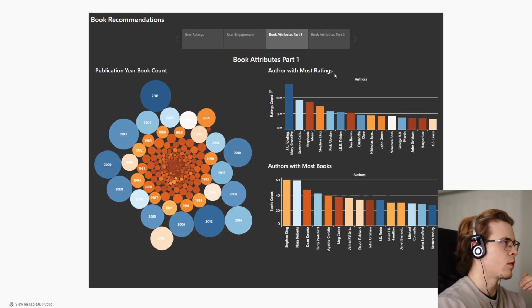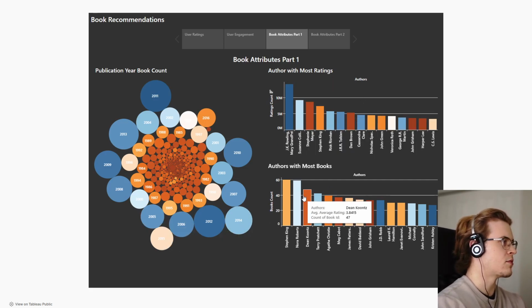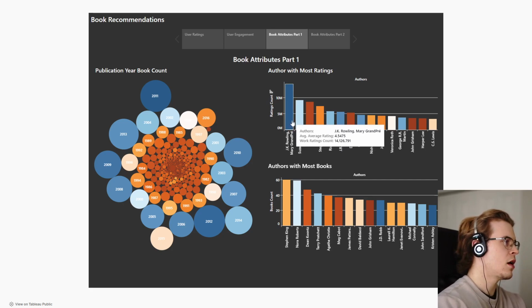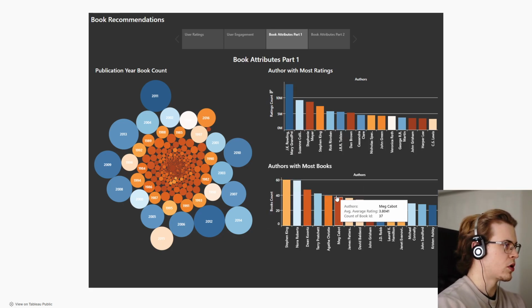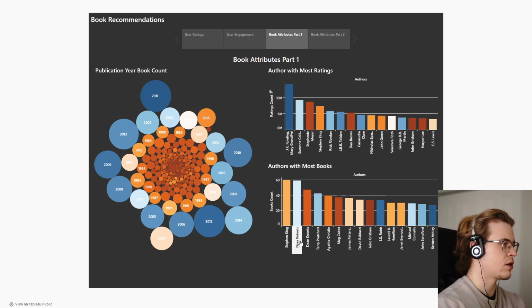Next, we have authors with most ratings, or these are high engagement authors who have written a lot of books and have received plenty of reviews from users. Then we have authors with most books. So we see that prolific writers such as Stephen King and Nora Roberts or Dean Koontz have a large pool of books to pull from. So if you are a fan of one of their books, we are able to provide suggestions by the same author, and chances are you'll probably like their other books.